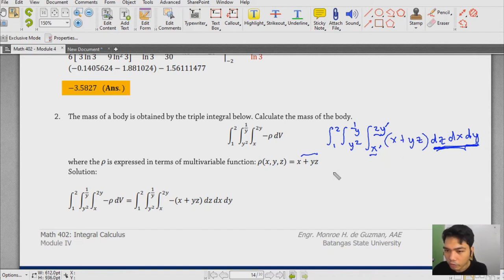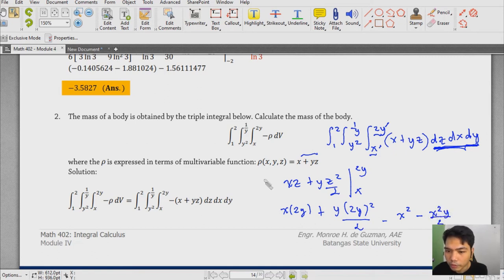Anyway, so we can integrate this. So let's have muna yung simple integration. So we have xz plus yz squared over 2 evaluated from x to 2y. So we have x times 2y plus y times 2y squared over 2 minus x squared minus x squared y over 2. So basically, ito yun. And then we have 2xy plus, I think that is 2y cubed. Okay, and then minus x squared y over 2.